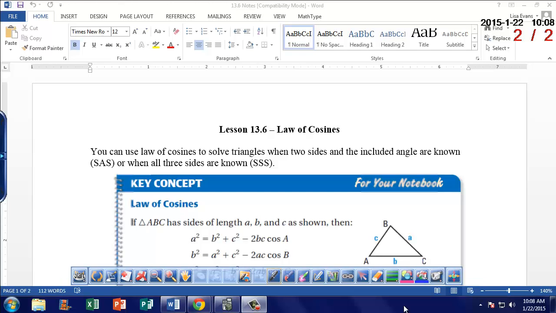Hello, today we're learning law of cosines. You can use law of cosines to solve triangles when two sides and the included angle are known, side angle side, or when all three sides are known, side side side.